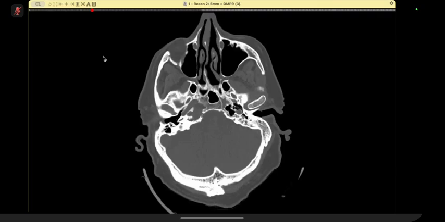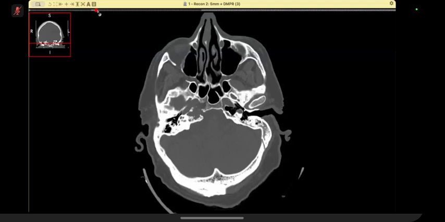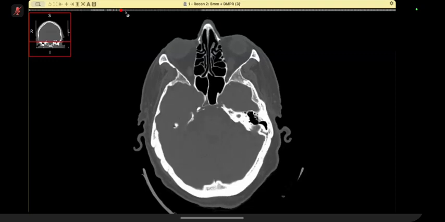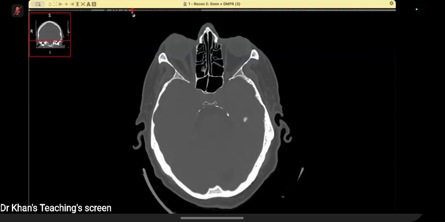Over to you. Okay. So I'm provided with the CT scan images, bone window. I first roll the entire stack. So just look at the right side, please. Right side. Okay, sir. Okay, sir.